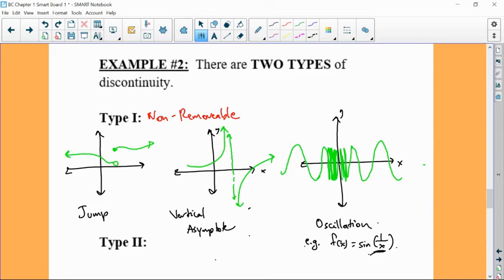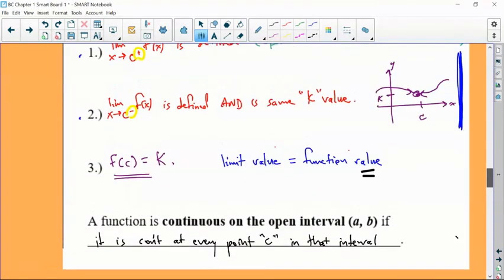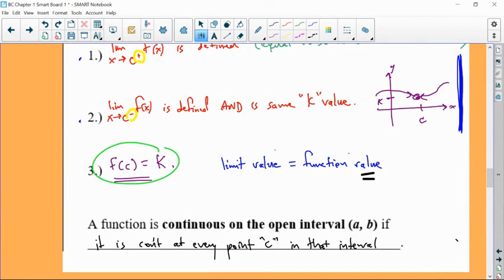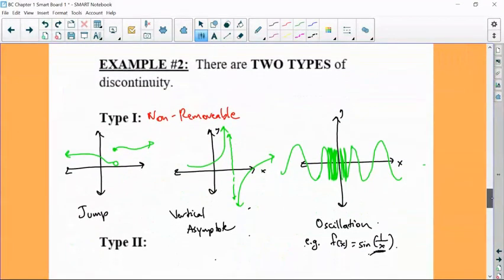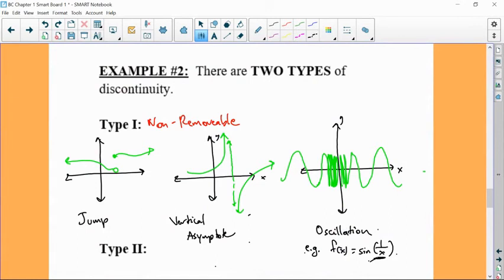Now, that's not a hole. It's not an asymptote. It's not a jump. It's an oscillation, and so it's definitely undefined at 0. So it's not defined at 0, but the limit from the left doesn't exist, and the limit from the right doesn't exist, because as you get closer and closer to zero, you oscillate so quickly. So those are the three kinds of non-removable discontinuities: jump, vertical asymptote, and oscillation. You cannot remove those.